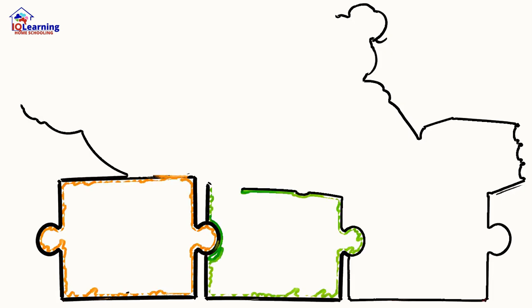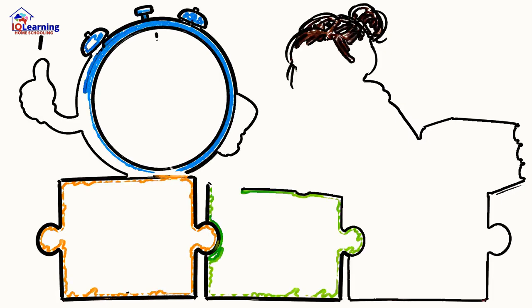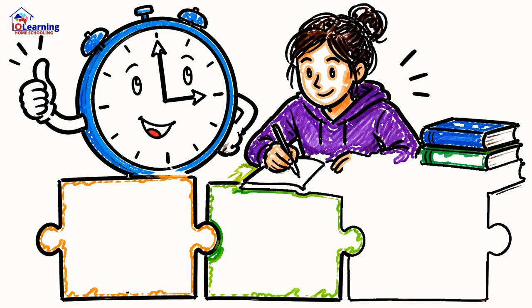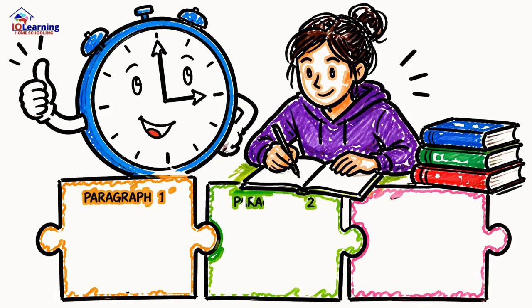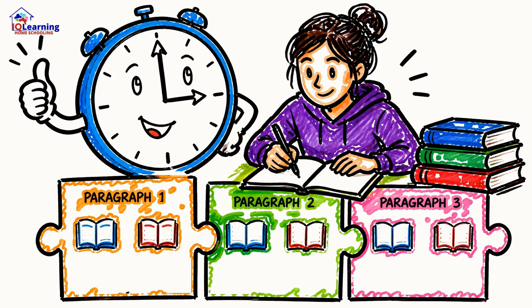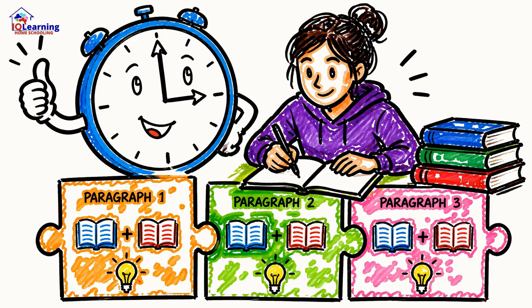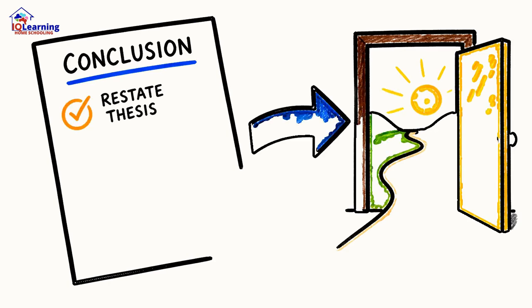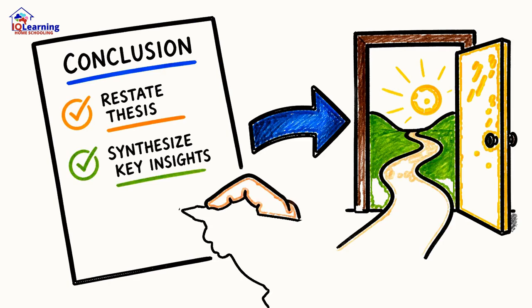When you start writing, the clock is your ally, not your enemy. You'll dedicate the bulk of your time, about 90 minutes, to your 3 integrated body paragraphs. Each one must weave together both texts, supported by evidence and sharp analysis. Then a quick 10 minutes for your conclusion. Restate your thesis, synthesize your key insights, and get out.